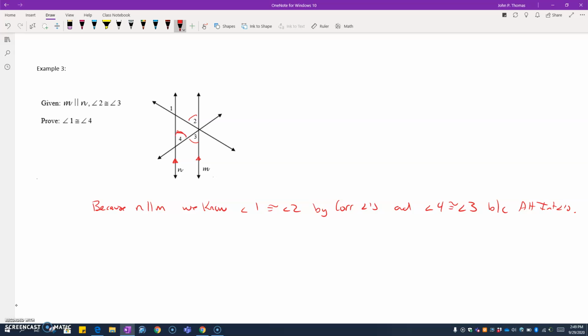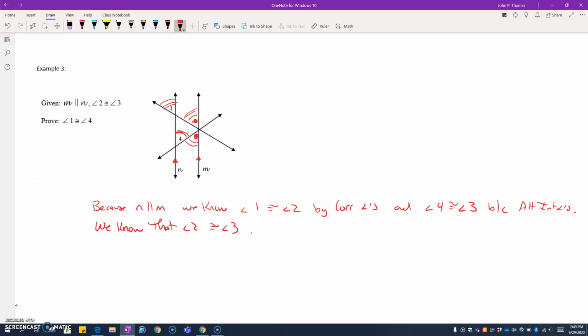I'm going to go ahead and put some markings here. The 4 and the 3 are congruent. 3 and 2 we knew were congruent already. So there's a lot going on here, but we have 1 is congruent to 2, 4 is congruent to 3, and we know that angle 2 is congruent to angle 3.